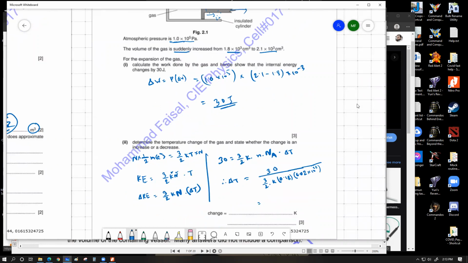Let's have a calculation for this. I might be wrong. I'm not sure if this is going to work out right, but I hope this is right.